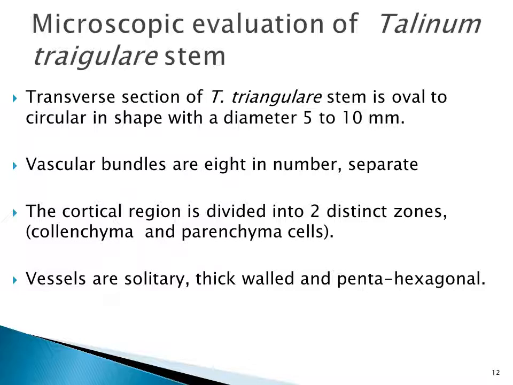Then you see the vascular bundles. They are usually arranged, 8 of them in number, and they are separated from one another. Then you also see the cortical region, which is divided into 2 different zones. You have the collenchyma and the parenchymal cells. Then you see the vessels. They are solitary, thick walled, and usually occur in hexagonal shapes.